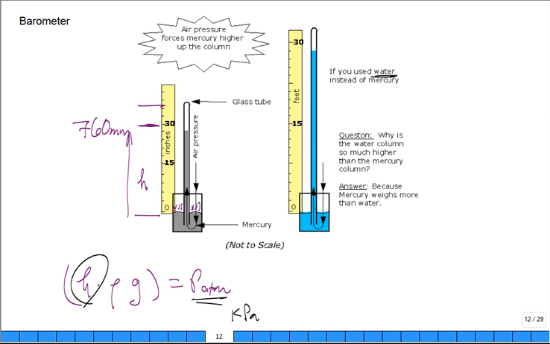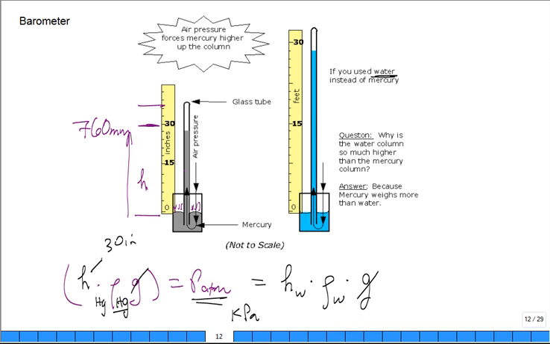Well, what's the difference in the density between mercury and water? Mercury is about 13.6 times denser than water, right? And so for the same pressure, the height of the water is going to be the density of water times g. The height of the mercury, we already said, was 760 millimeters, or about 30 inches. The g's cancel.